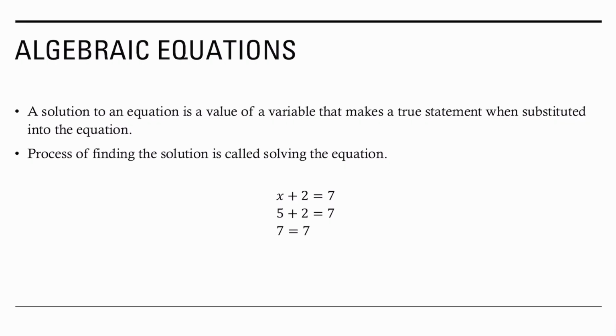If I have 7 on the right hand side, then I need something plus 2 on the left hand side that equals 7. The only number that would satisfy that would be 5. Therefore the solution to the equation x plus 2 equals 7 is 5. So we've got the three lines: x plus 2 equals 7, therefore 5 plus 2 equals 7, and ultimately, once we simplify 5 plus 2, we get 7 equals 7.